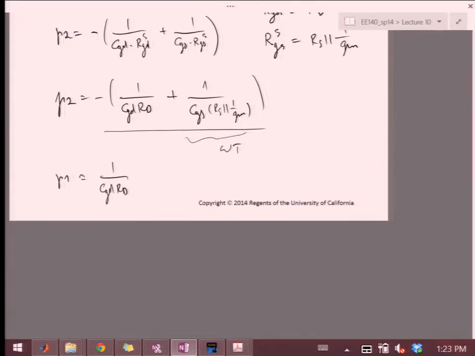So then P1 is dominant, and then P2 will be minus 1 over CGS, or minus GM over CGS, which is approximately minus omega t. Does that make sense?